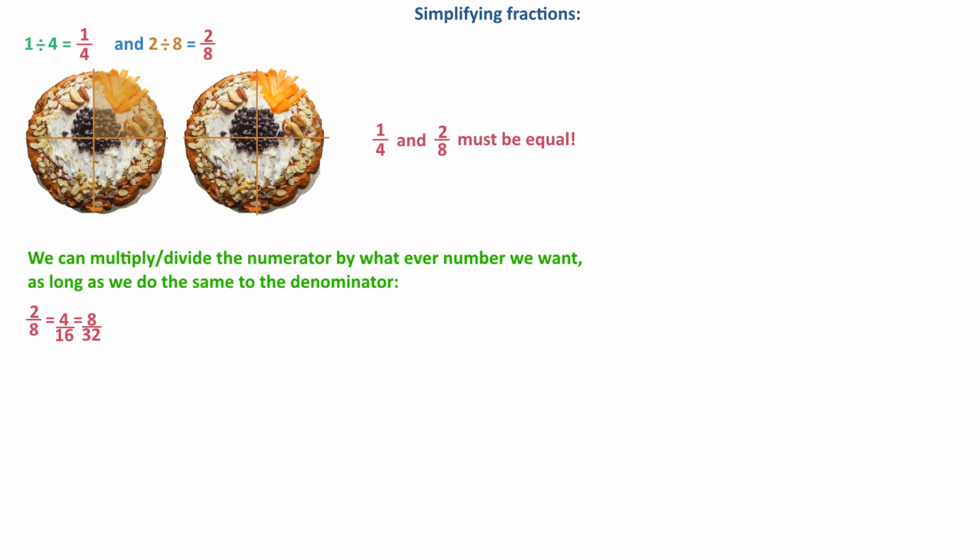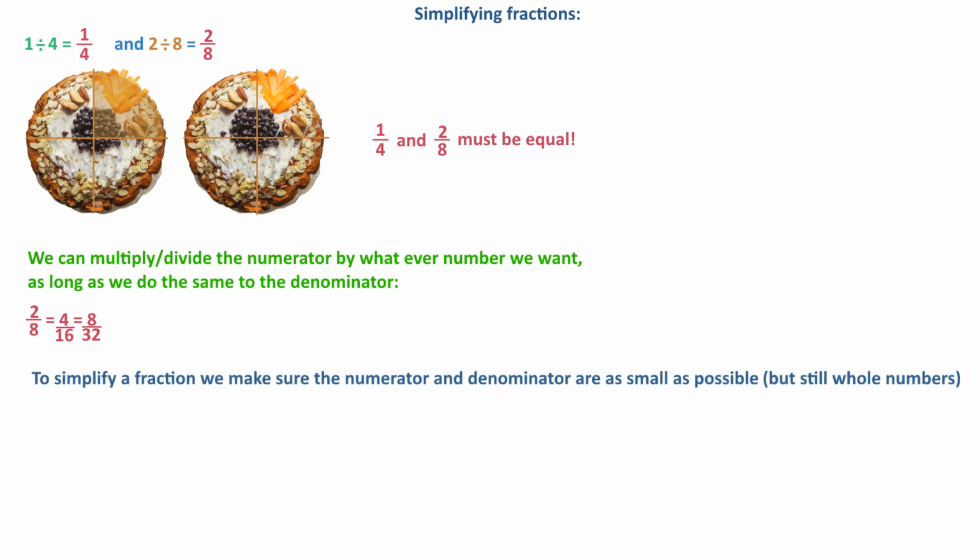However, to simplify a fraction, you make sure that the numerator and denominator are as small as possible, as long as they're still whole numbers. For example, the simplest form of 2 over 8 is 1 over 4, because the numerator here is 1, it can't get any smaller than that without being a decimal. We'll do some examples now.